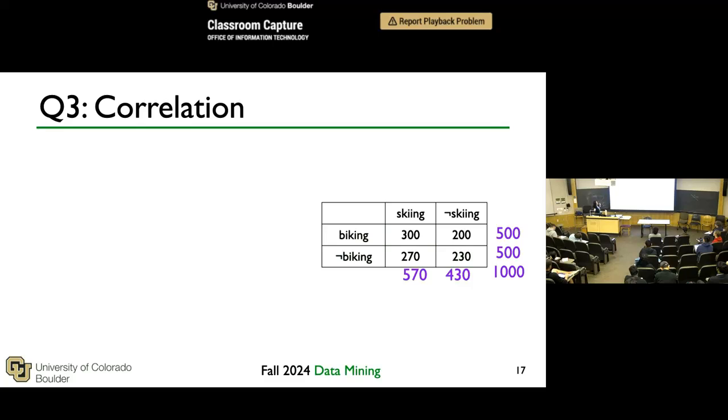Now the 300 means that among my total population, 300 are biking and skiing. If you want to look at people biking versus not biking, you add up by row, so that's 500 and 500. If you do the columns, these are the people skiing, that's 570, and not skiing, 430. Whether you add by the rows or by the columns, you would always get 1,000. That's your total, that's n. Now when you're doing the lift, with the lift value, this is important. We actually talked about this a few times, just make sure you understand.